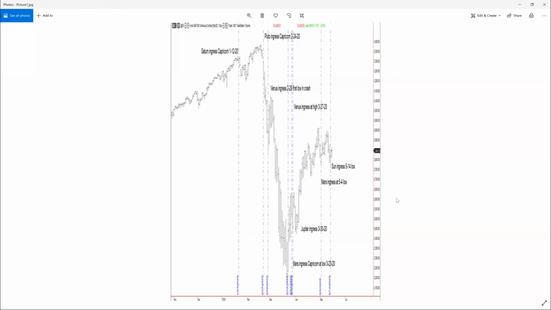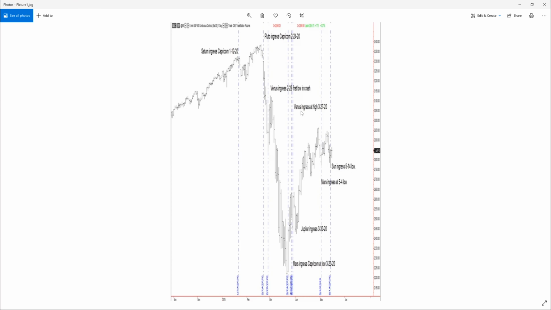But looking here at this planetary ingress chart, our first mark here is Saturn ingressing Capricorn in January. You can see we caught this swing high, and then the next one on the list is Pluto. Pluto ingresses Capricorn, and that was 2 days after the high came in, and that Pluto ingress just accelerated that downward move. Then we go to Venus ingress on 2/28, which was the first swing low as the crash started.